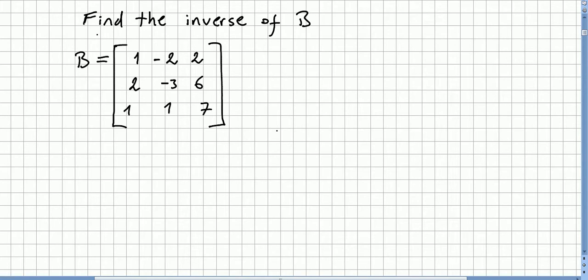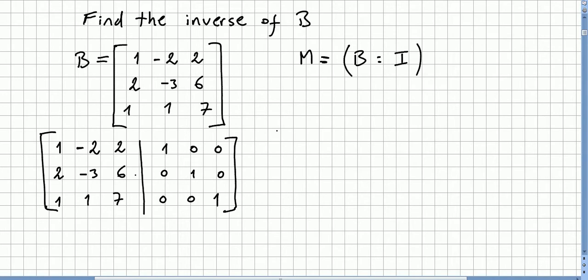So our exercise here is find the inverse of B, where B is the matrix 1, minus 2, 2, 2, minus 3, 6, 1, 1, 7. Okay. So if you remember, we are going to take a matrix B, where we will put matrix B here and the identity here, and then we will reduce the matrix M to the echelon form, okay? So here we are. So 1 minus 2, 2, 2 minus 3, 6, 1, 1, 7, and we put the identity of this 3 by 3 matrices 1 0 0 0 1 0 0 0 1.